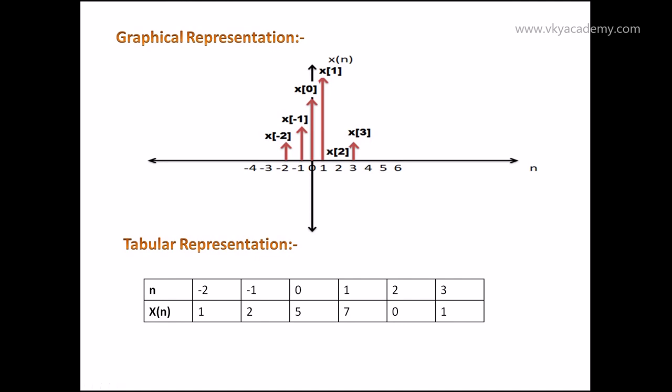So these are the 4 types of representation of a given discrete time signal, and understanding of this representation is very important from the semester point of view as well as from the GATE examination point of view.